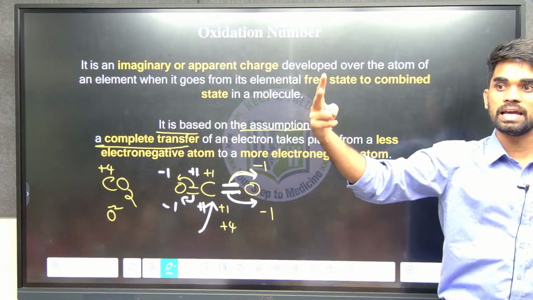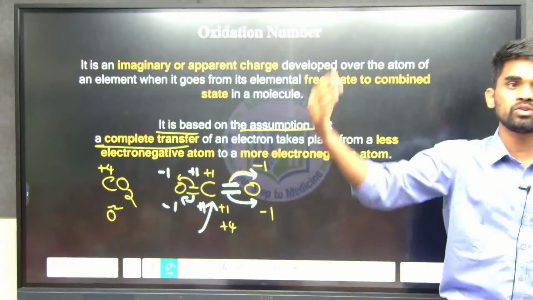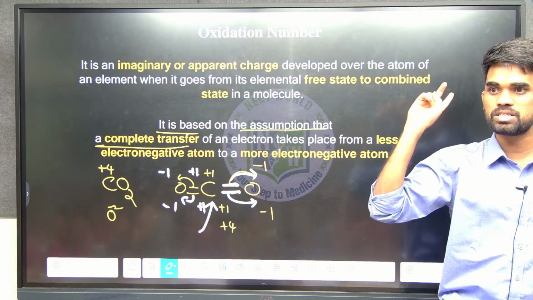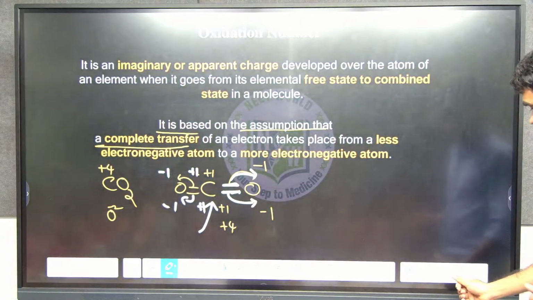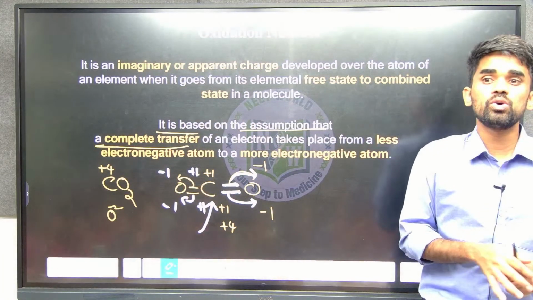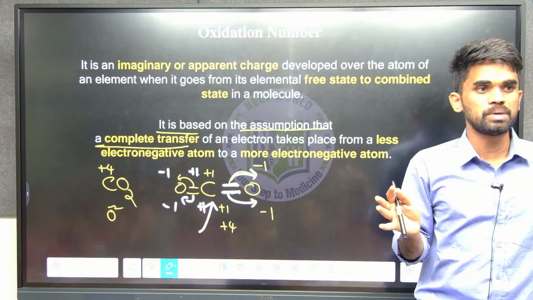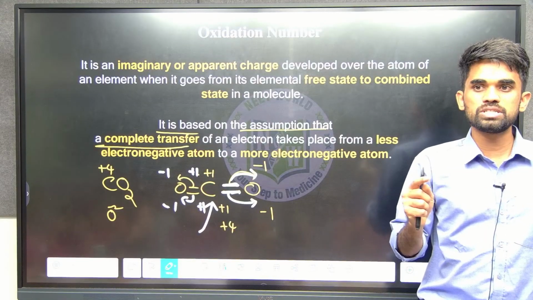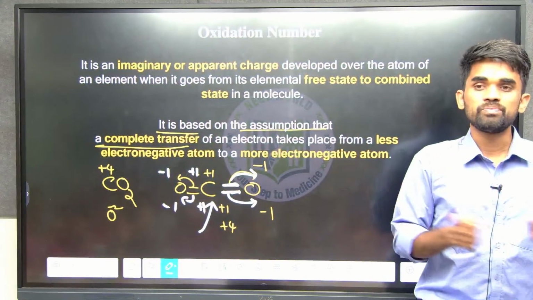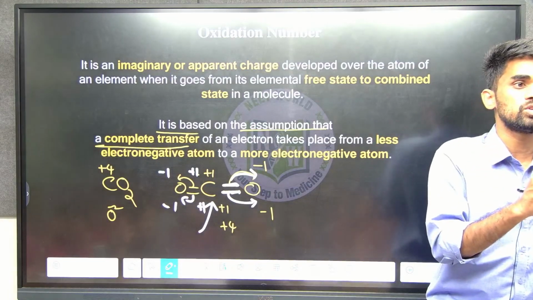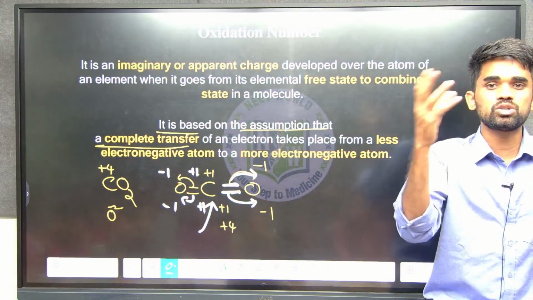Next, after that, we have the second group, alkaline earth metals. Always give them +2 charge. Now halogens: who is the most electronegative in the periodic table? The most electronegative element is fluorine. Always give -1 charge to fluorine if it is attached to other elements.